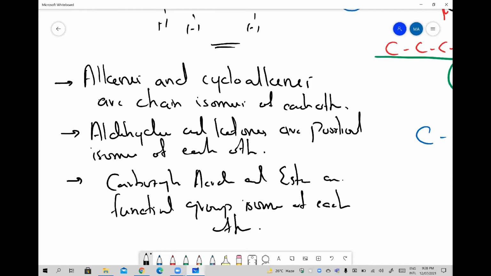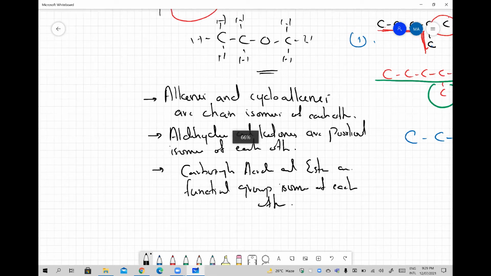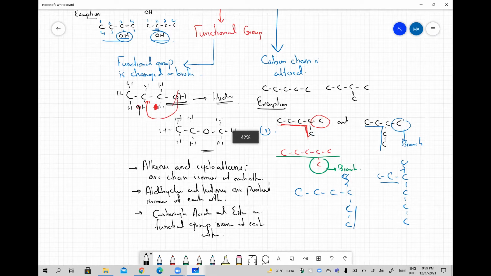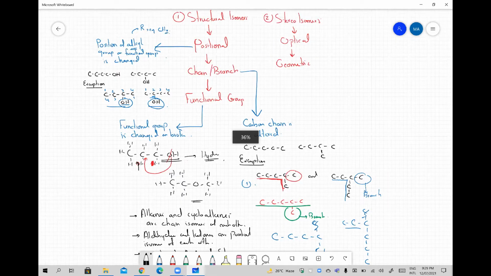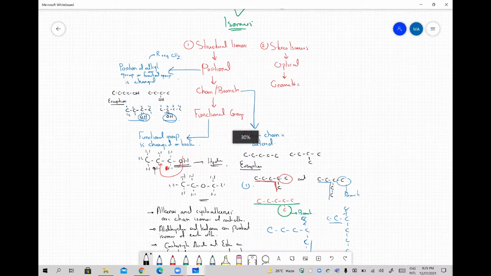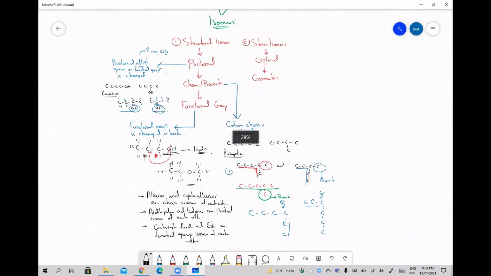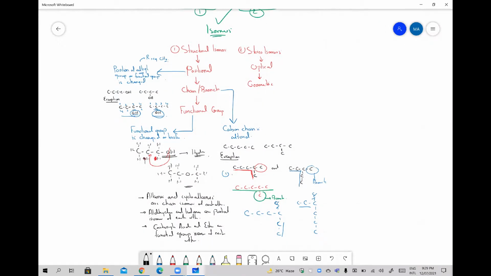What we can do now is you can maybe take a screenshot of the board, or if you want to write down the notes, you can. I'll give you a few minutes to do that. We're done with structural isomers now. We're yet to do stereoisomers. So these were all the three types of structural isomers and their examples. You can practice similar examples by breaking and making these compounds.